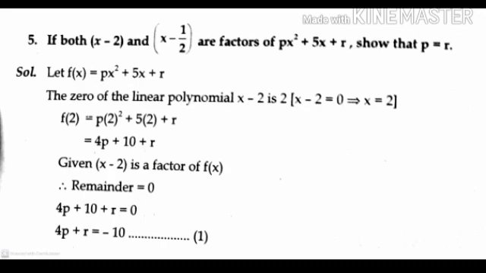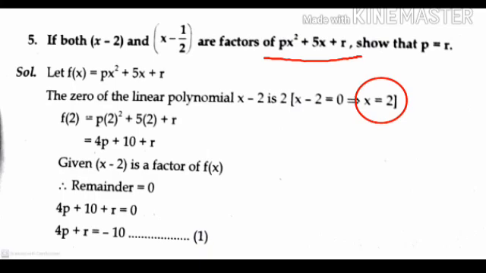Next question, if both x minus 2 and x minus 1 by 2 are factors of px square plus 5x plus r, show that p is equal to r. Solution, let f of x is equal to px square plus 5x plus r. The zero of the linear polynomial x minus 2 is 2. Since x minus 2 is equal to 0, that implies x is equal to, the minus 2 moves to the right side, it becomes plus 2.